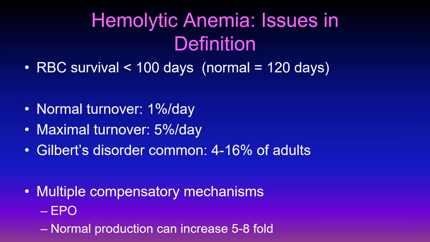If you have increased hemolytic anemia or destruction, and this is the definition of hemolytic anemia, meaning red cell survival is less than 100 days. Normal red cells live for 120 days. We normally turn over or destroy 1% of our red cells per day. We can maximally do this without affecting our blood counts too much by 5%. We can compensate very well for even an increase of 5% of our red cells being turned over every day.